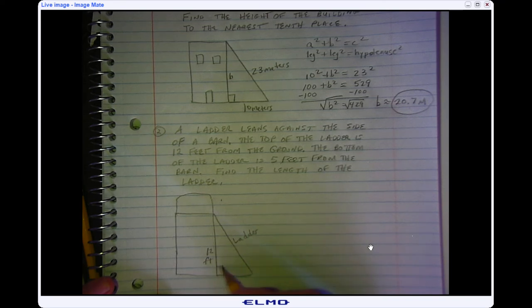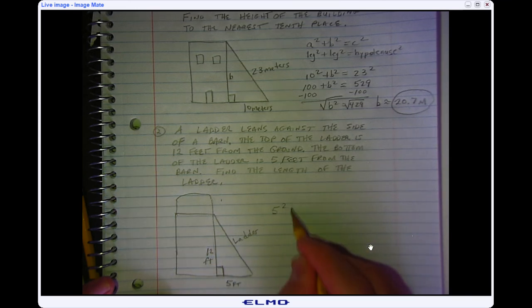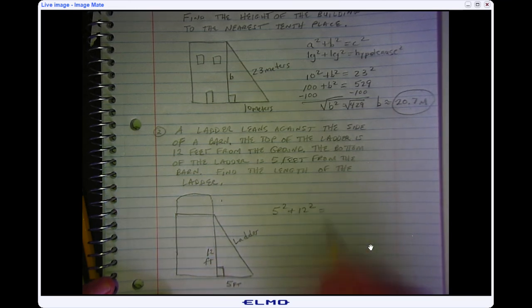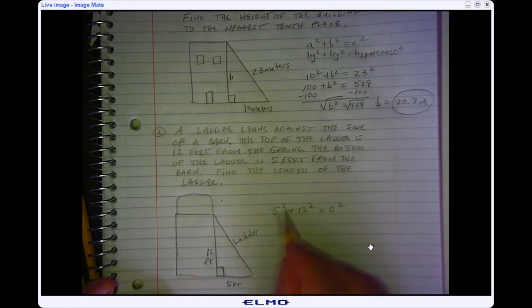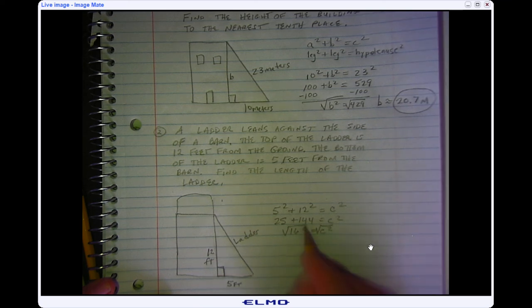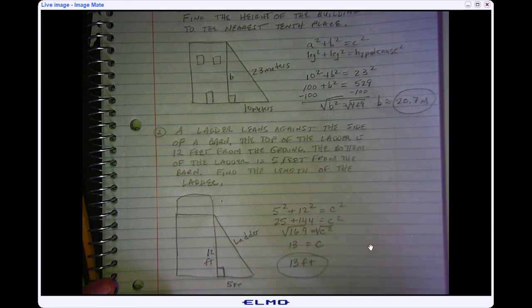So again, here's my right angle. So I know my two legs. So I'm going to go 5 squared plus 12 squared equals, we don't know how long the ladder is. That would be my c squared in this case. So 5 squared is 25. 12 squared is 144. 25 plus 144 is 169. So then the opposite of squaring is to square root. And when I square root 169, I get 13. So this ladder is 13 feet long.